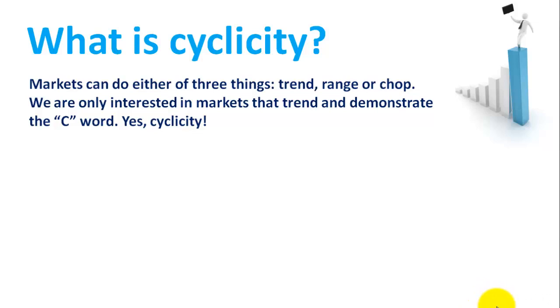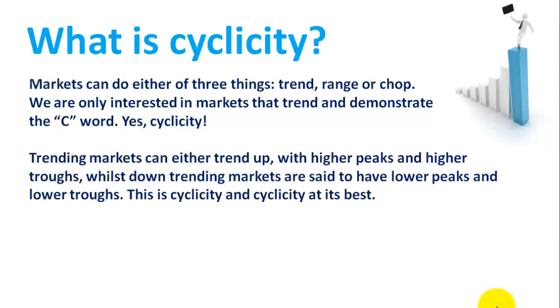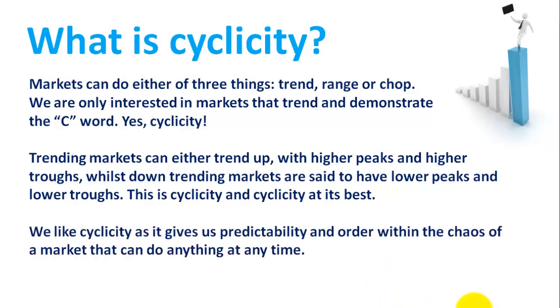But in a trending market, we want higher highs and higher lows in an upward trend, or lower highs and lower lows in a downward trend. They can either trend up or trend down. Either way, we want the characteristics to demonstrate higher highs and higher lows if going up, or lower highs and lower lows if we're going down. We will soon demonstrate this, don't worry.